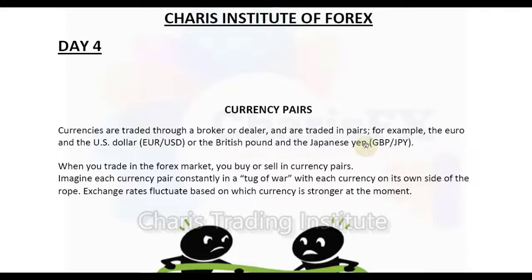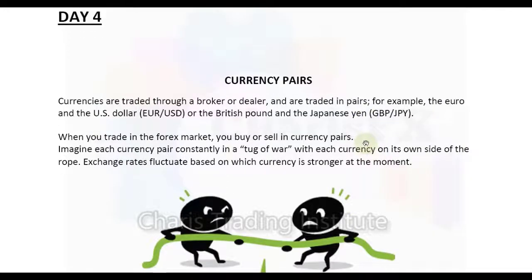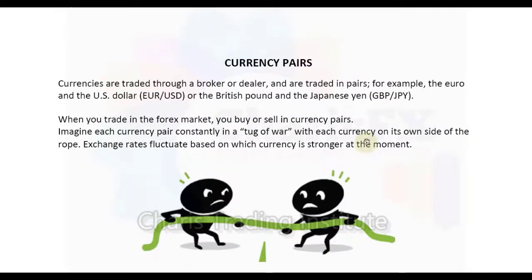So in today's episode of the lesson, we're going to be learning about currency pairs. So what are currency pairs? First of all, currencies are traded through a broker or dealer and are traded in pairs. For example, the euro and the US dollar paired as EUR/USD, or the British pound and the Japanese yen are paired as GBP/JPY.